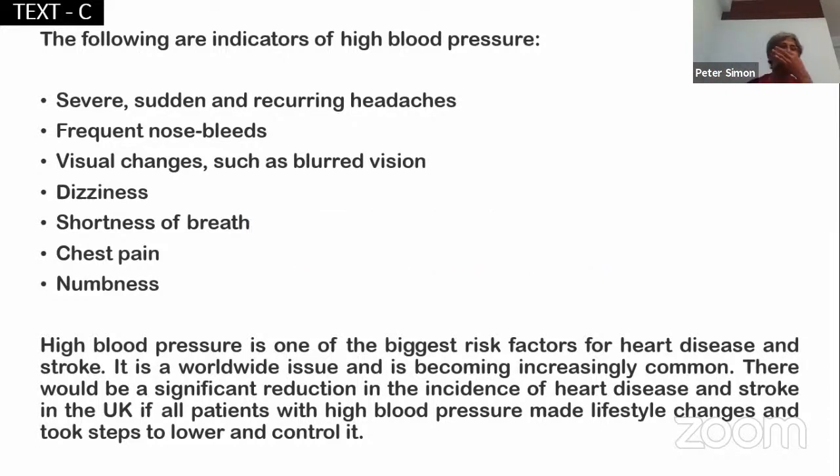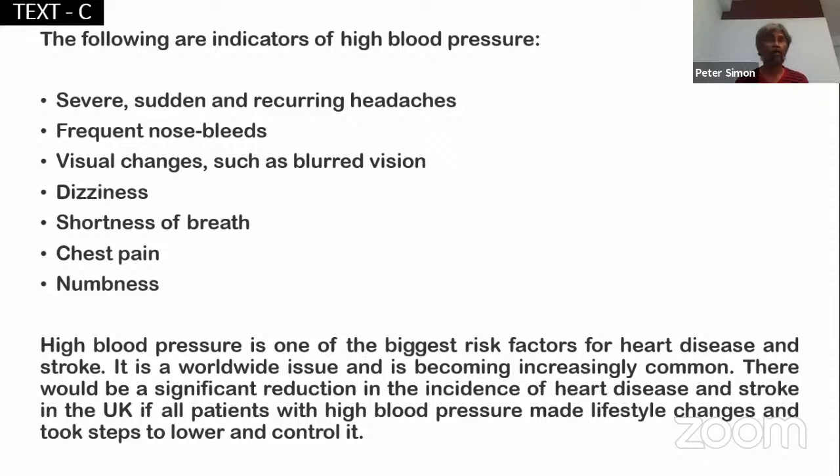Headaches, nosebleeds, blurred vision, dizziness, shortness of breath, chest pain, numbness. Symptoms. If chest pain is there, that means there is some problem. What is the problem? Blood pressure. Shortness of breath is there. You are not able to breathe properly. Great difficulty you are able to breathe. That means you have a problem. What is the problem? Blood pressure. Maybe.